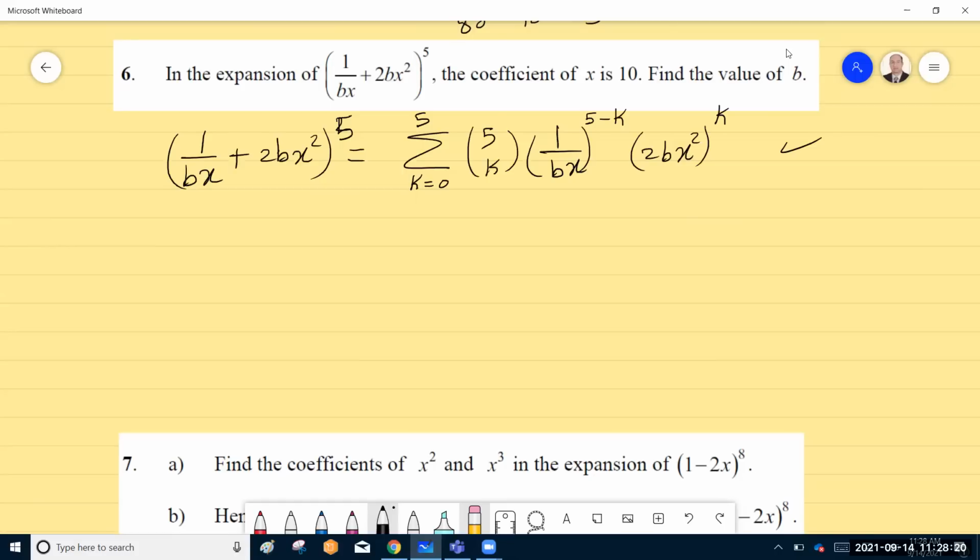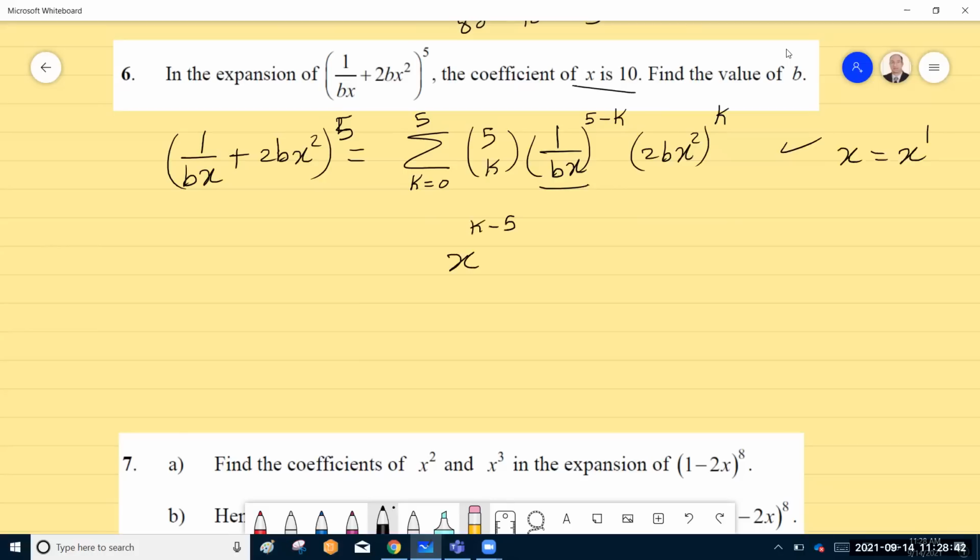The coefficient of x is 10. I try to find the coefficient. Where is the term including x now? The term including x means x to the power of 1. How can you get it? Look at x only, right? This 1 over x raised to the power 5 minus k, simply written as x to the power k minus 5.